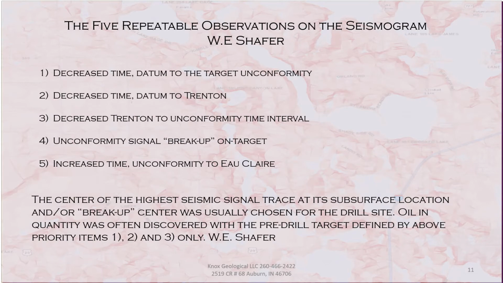And he found there were 5 repeatable observations on the seismogram. Decreased time, datum to the target. Decreased time, datum to Trenton. Decreased Trenton to unconformity time interval. Unconformity signal breakup on target. And what we like to use out in Indiana is increased time, unconformity to the Eau Claire.